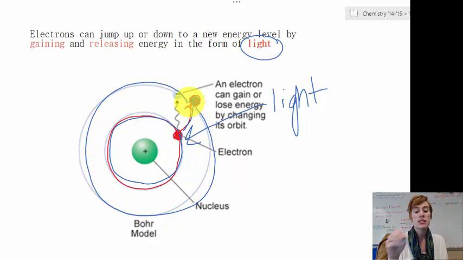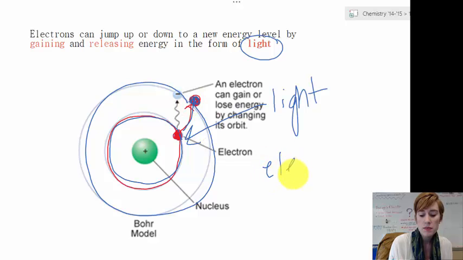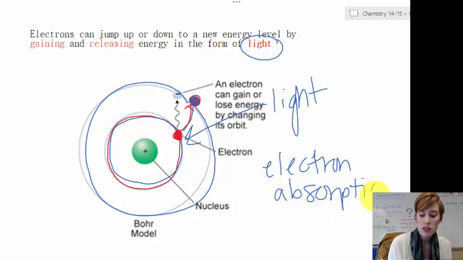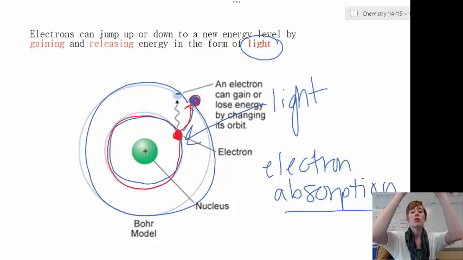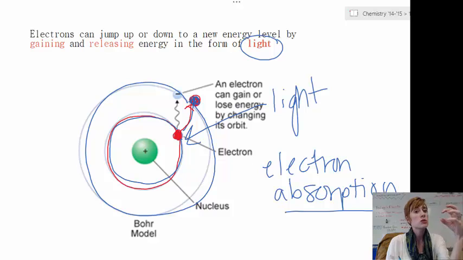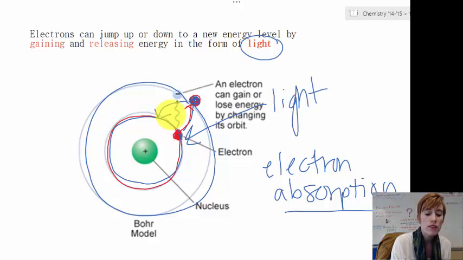Okay, and it will exist there for a while. This process of an electron gaining light energy and moving to another energy level is called electron absorption. Okay, I'm going to give you the definition for that again. Electron absorption is when an electron is absorbing light energy and moving up to a new energy level, an energy level that's farther away.